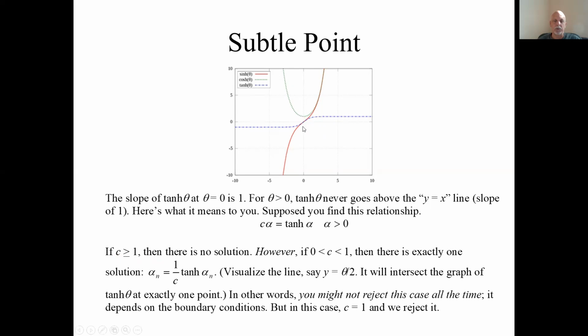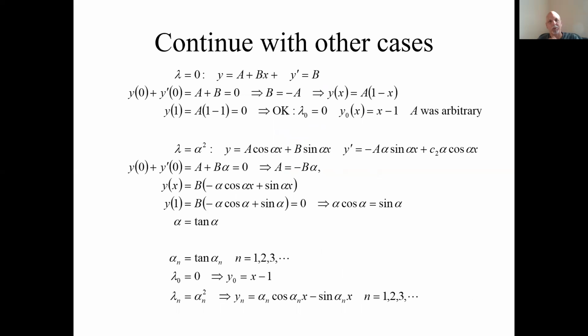Think of the second function, c alpha, as a straight line of slope c. If c is greater than or equal to 1, it never intersects this tanh. But if it's between 0 and 1, you're going to get exactly one solution, where the function on the left and the function on the right intersect. So this c alpha, if c is between 0 and 1, goes from here to somewhere there. So where those lines intersect, that's where you would get a solution. So you can't always dismiss a solution that looks like this. But in this case, we did reject it because our c was 1. Sorry for the long explanation of that. So we reject that case.